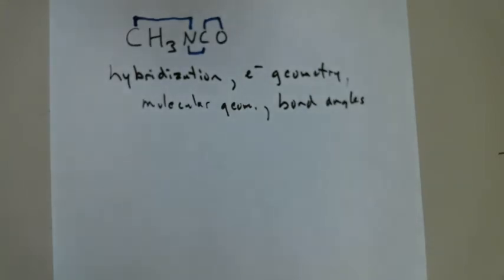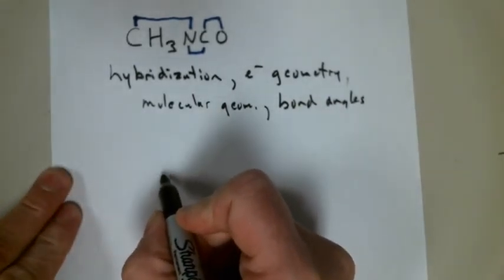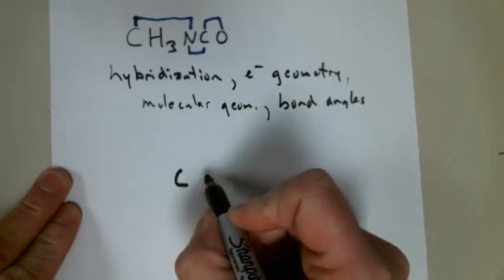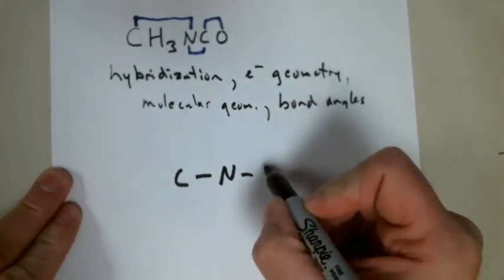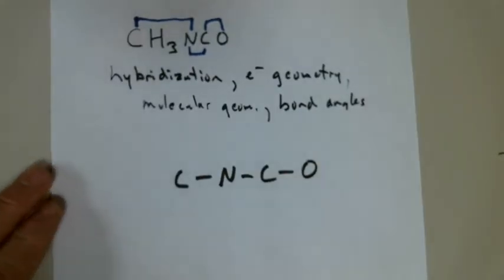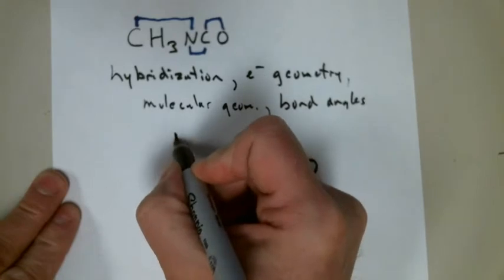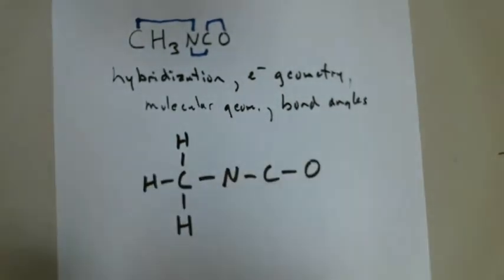Let me see if I got a little better marker here. Yeah, this one's a little sharper. We'll see. Okay, so to draw the Lewis structure, our backbone is going to look like this. Carbon, nitrogen, carbon, oxygen. Okay? And then the hydrogens are going to be connected to this one with a single bond. Thought that one was sharper. It's actually thicker. It'll be fine.